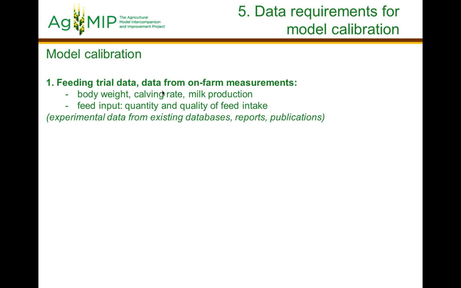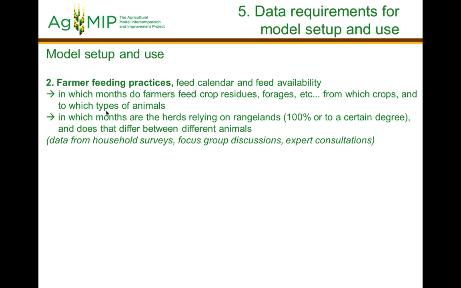So to summarize data that is needed for model calibration, ideally that comes from feeding trials and from on-farm measurements. And the data needs to be on body weight, on calving rates, on milk production, and ideally that comes in combination with feed input information. And when we talk about feed inputs, always we are not only talking about quantity, but also about the quality of the feed. And so that data can come from experimental data, from existing databases, from reports, from publications, etc.